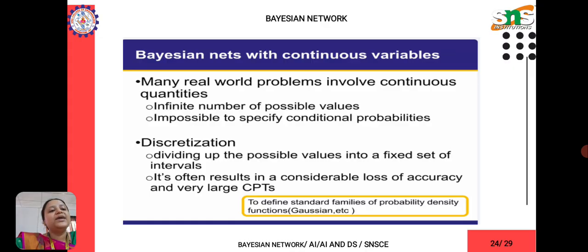Now, Bayesian networks with continuous variables. Many real-world problems involve continuous quantities, that is, an infinite number of possible values, and it is impossible to specify the conditional probabilities. Now what is discretization? Discretization is dividing up the possible values into a fixed set of intervals. It often results in a considerable loss of accuracy.